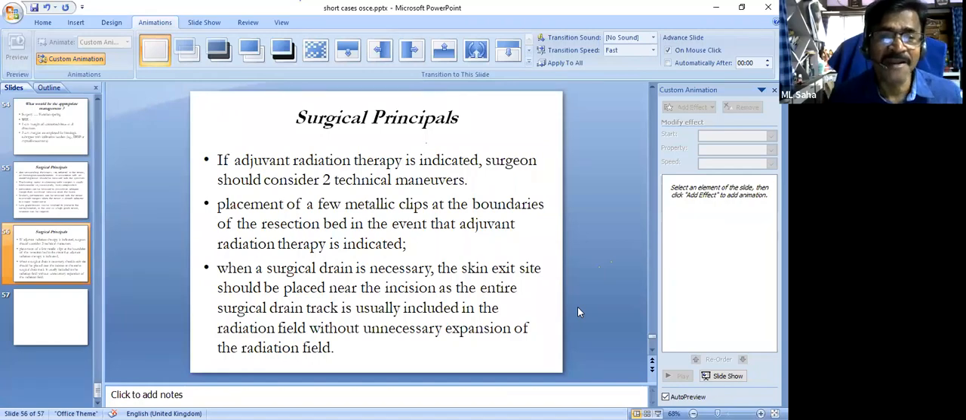Okay, so we have had a nice discussion. In the OSCE scenario, you are shown slides and questions, and the answer has to be very specific. Whatever the examiner has decided, that answer has to come. So you have to be very specific about the answer. We have not discussed everything of the short cases, but we have discussed the salient points.